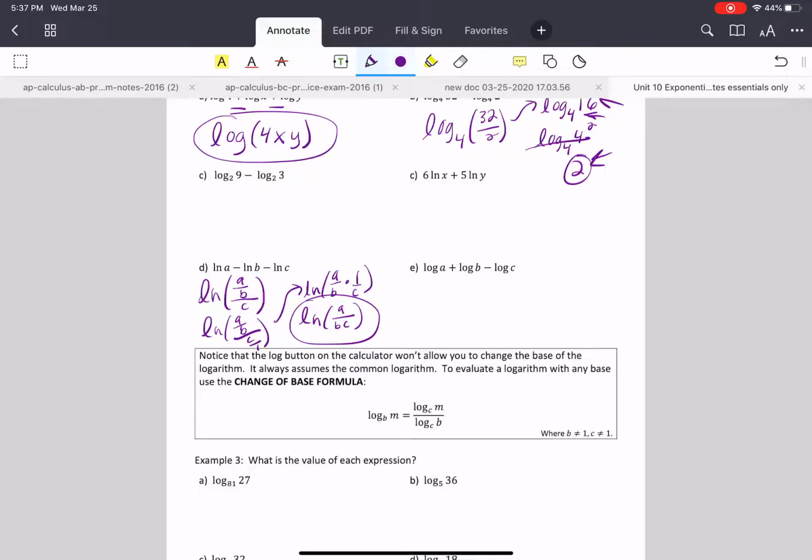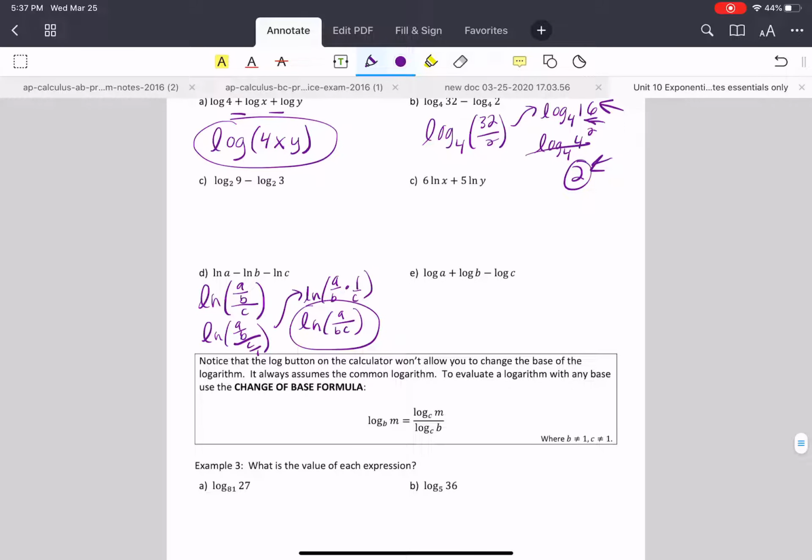Let's do one more together. How about part C? On this one, before I can combine my logs, I need to get rid of the 2 coefficients in front. So I'm going to use my power rule. I'm going to bring the 6 up as an exponent, so that would be ln of x to the 6th, and bring the 5 up as an exponent, so that would be ln of y to the 5th. Then combine them into a single log using multiplication because of the plus sign in between them.